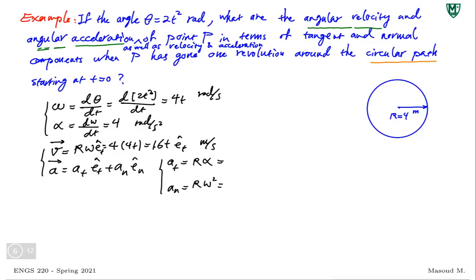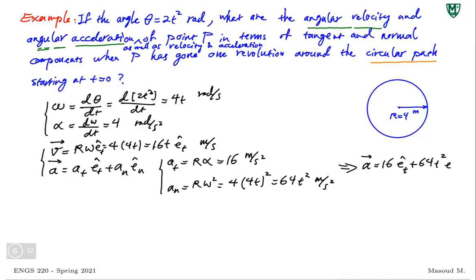So R is 4, alpha is 4. Well, this becomes 16 meter per second squared. This is R omega squared, so 4 times omega, which is 4t, squared. So 4 times 16, 64. This becomes 64 t squared meter per second squared. So this tells me that A, for acceleration, is 16 et plus 64 t squared en.